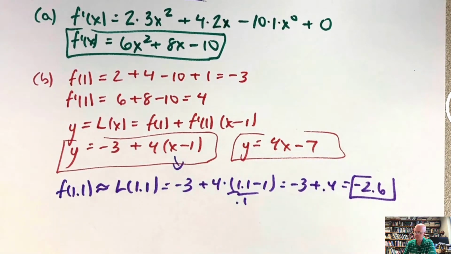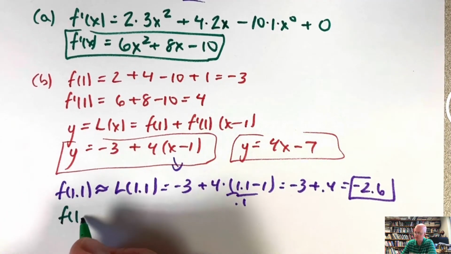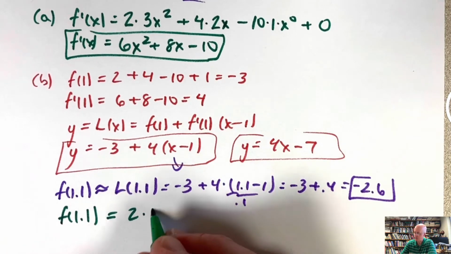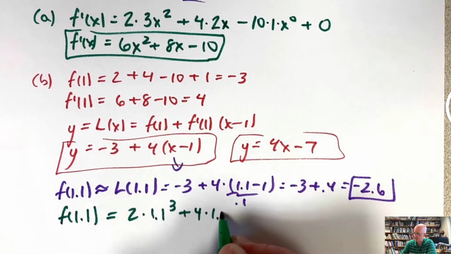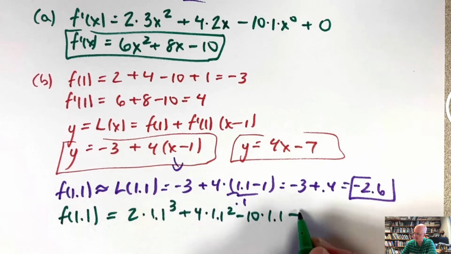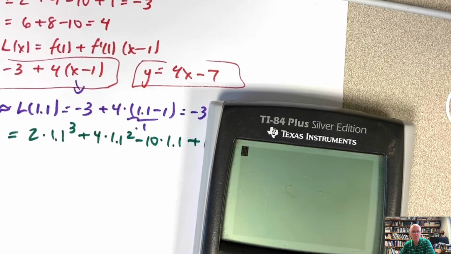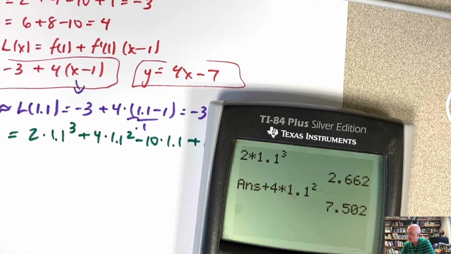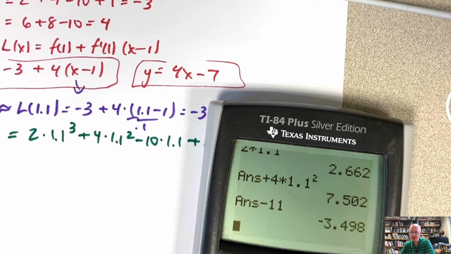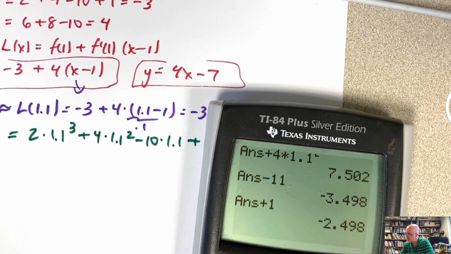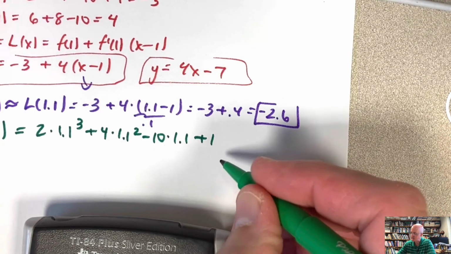Well, let's compute the true value. F of 1.1, we'll use our calculator here, is 2 times 1.1 cubed plus 4 times 1.1 squared minus 10 times 1.1 plus 1. Use my calculator here. 2 times 1.1 to the third power is 2.662. You can write that down if you like, plus 4 times 1.1 squared, minus 10 times 1.1 is minus 11, and then plus 1 gives negative 2.498 for the true value.